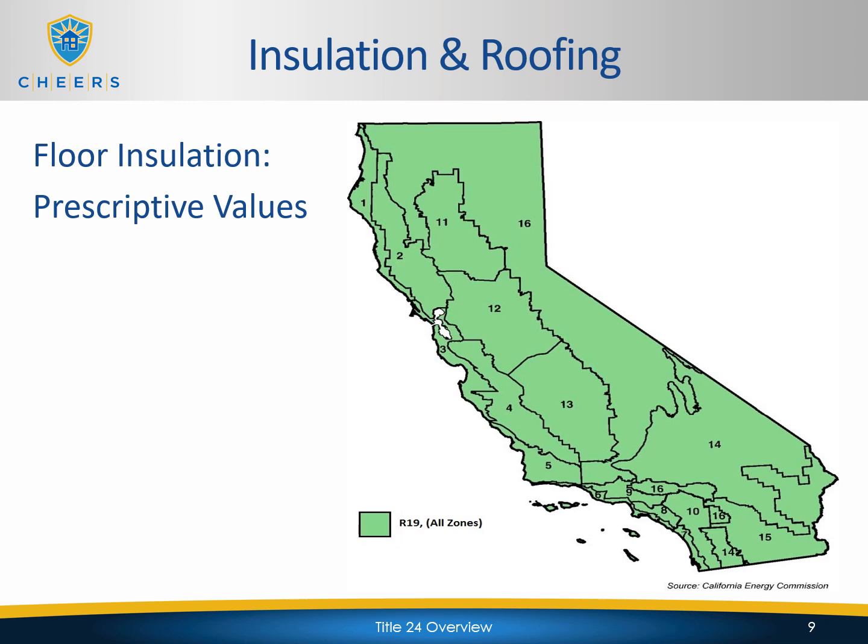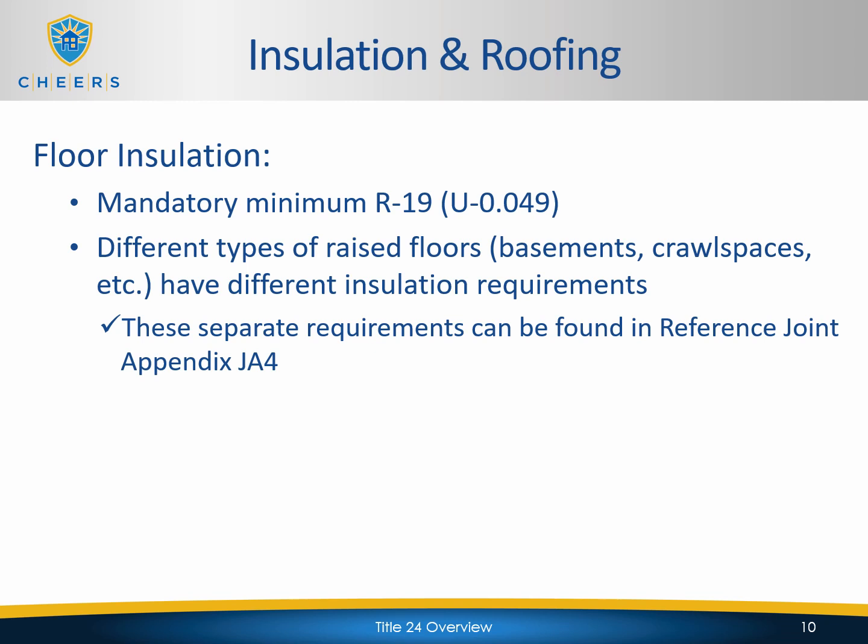Now for the floor, it's easier, just an R19, prescriptively required throughout the state for floor insulation. Obviously we're talking about a raised floor. The R19 is also the mandatory minimum for the state as well. So for floor insulation, the mandatory minimum and the prescriptive requirement is the same, R19. Again, just like the walls, different types of raised floors, basements, crawl spaces, etc., have different installation requirements, and these separate requirements can be found again in Reference Joint Appendix JA4.